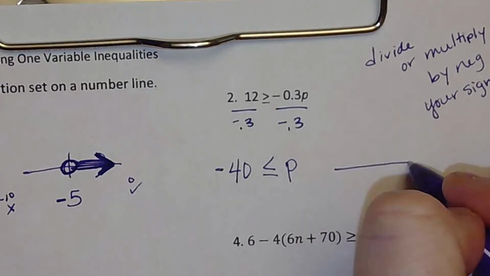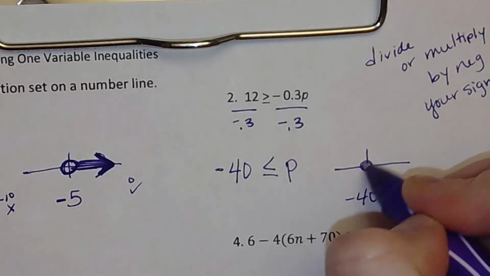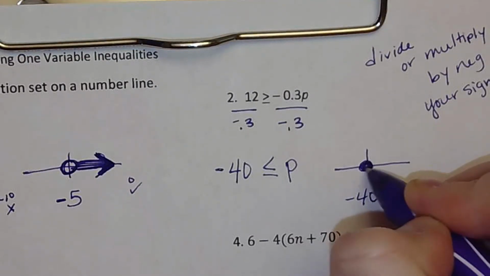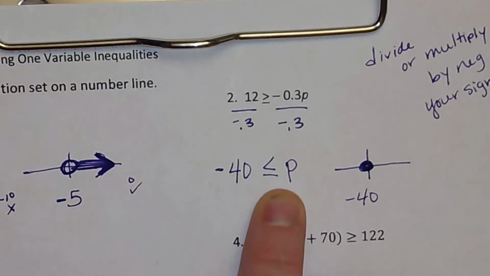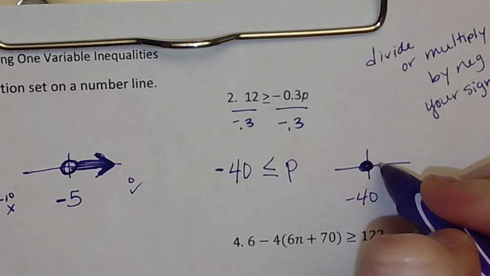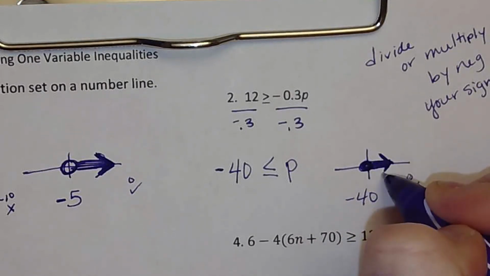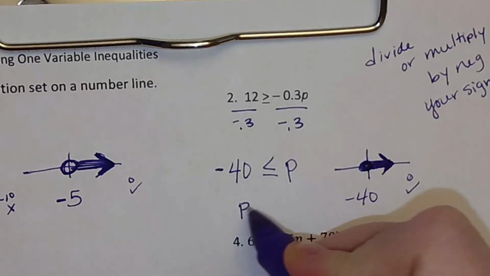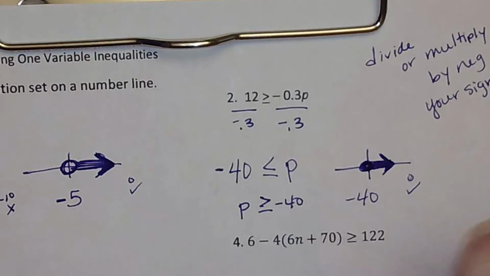So on my number line, remember I switched the sign, I have negative 40. It's a closed circle because it's equal to. I want all the numbers bigger than negative 40. So if I pick 0, is 0 bigger than negative 40? The answer is yes. So I shade this way. I don't do the trick of rewriting, but if you rewrote it, p is greater than or equal to negative 40. Make sure it's always eating the same variable. It's like an alligator.